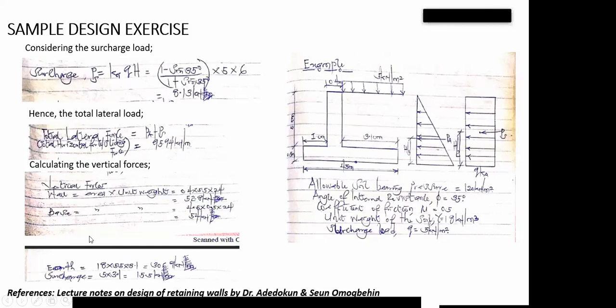So you have to multiply that by the unit weight of the earth material, which is given as 18. Don't forget your earth material is not concrete, so we can't use 24. They gave us in the question 18. When you multiply, you get your earth vertical force.